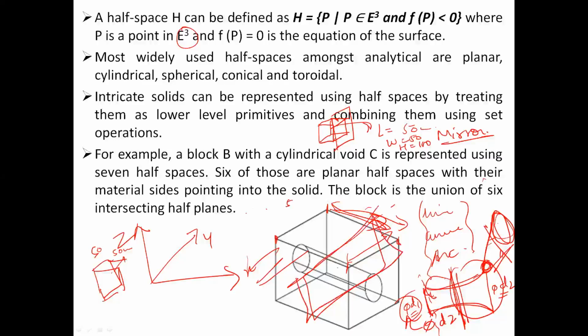But this is a symmetrical figure. This type of figure, this wind tunnel type of figure, is not symmetrical in its length. One thing you can do: rather than taking it along this length, you can take it along this length. Then you can make it by half space also.